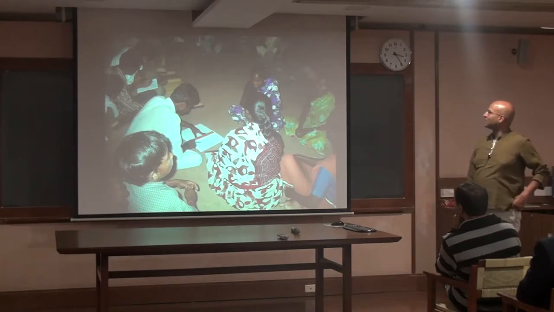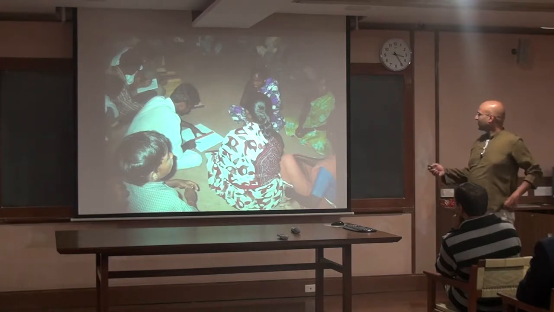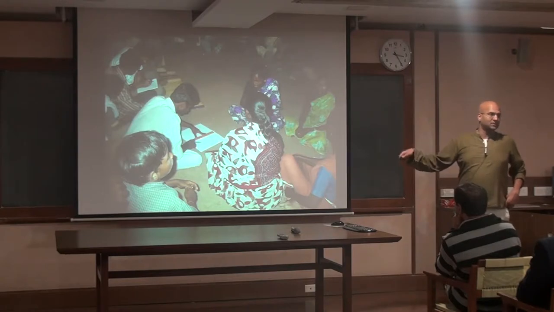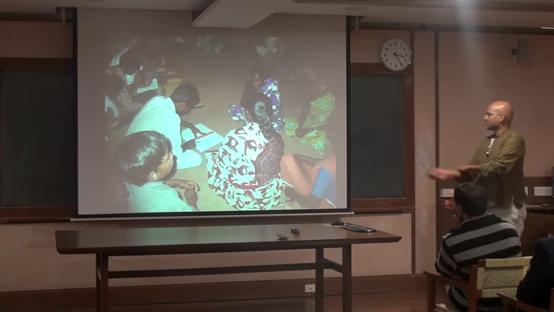It's taking place in the nighttime. If you look at all these women here, these are the members of the self-help group. And this fellow here is someone that they're paying 25 or 50 rupees just to be the record keeper, because nobody in the group was able to do that. And so this is a person that the group will hire to do that on their behalf.